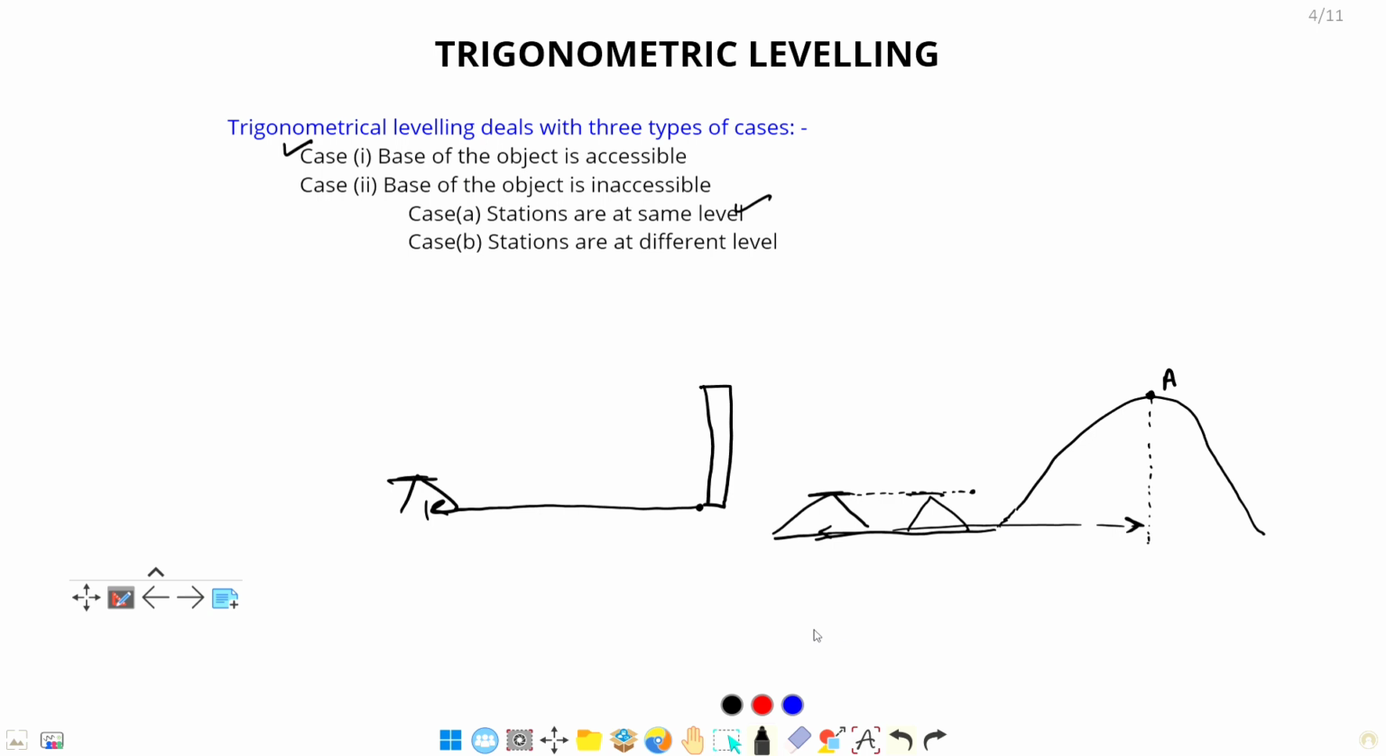We will see them one by one. Here I am trying to say that we are going to deal with three cases. The first one is very easy, when the base of the object is accessible. The next one is a little tricky, when the base of the object is inaccessible, and in that there are two sub cases: the stations are at the same level, meaning the two positions of the station are at the same level, and the next is the two positions of the station at different levels. So let's do the calculation part one by one for each case.